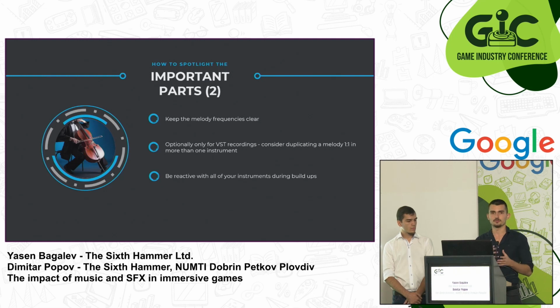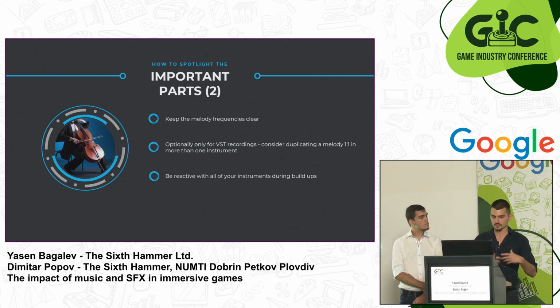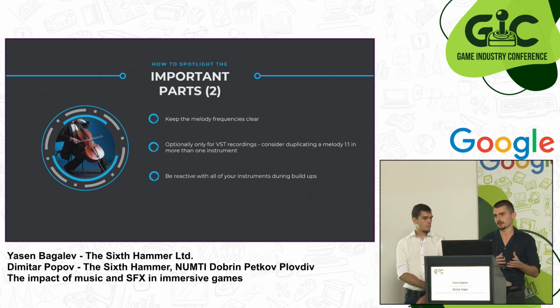And optionally, for VST recordings only, if you want to make the sound richer, you can duplicate what one instrument is playing onto another one, one to one. More than one instrument at the absolutely same time playing the same thing. So for example, if you have a cello playing your melody, you can duplicate it into another cello from another VST library to make the sound richer.